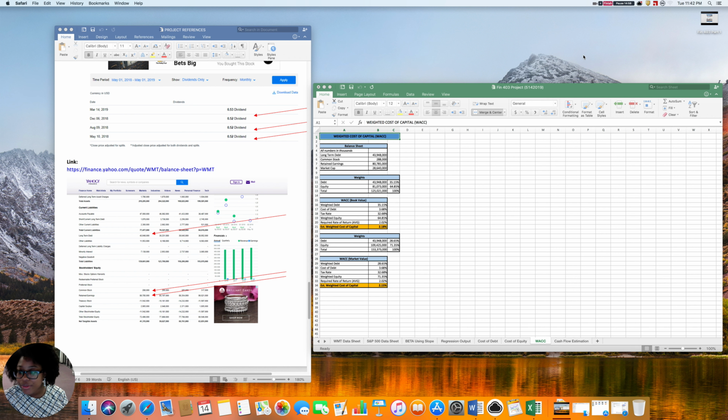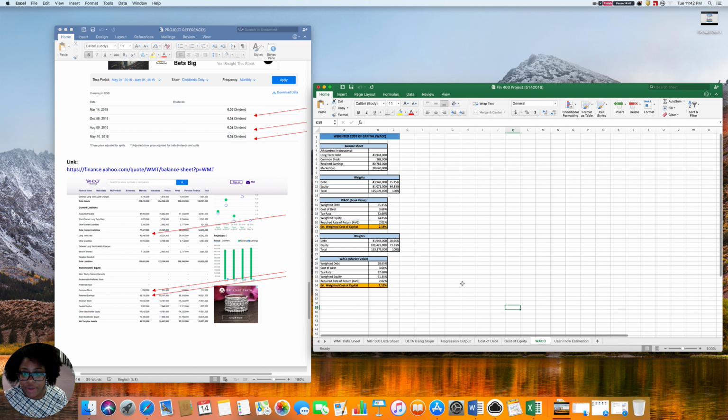Okay, so the next thing we're going to be looking at is how I got my market value. So the weighted debt, I got 28%, and how I got 28% was, what I did was I went to the balance sheet. I think I'm starting with the balance sheet itself.